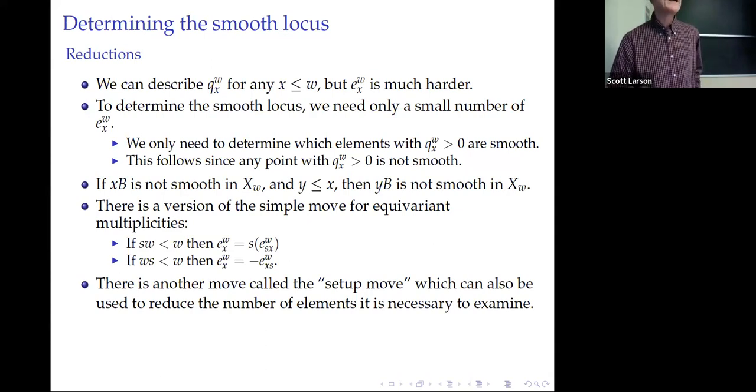So Brian and I wanted to go on and determine the smooth locus. We had to do some reductions in this case. We can describe the Q's for any x less than or equal to W, but these equivariant multiplicities are much harder. However, to determine the smooth locus, we only need to do this for a small number of x's.